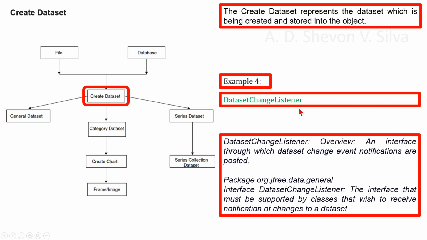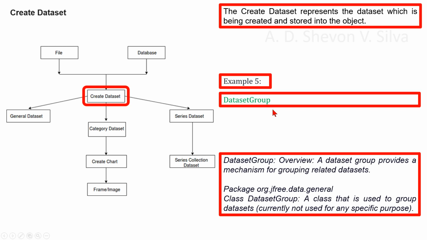Overview of DatasetChangeListener: an interface through which dataset change event notifications are posted. The interface DatasetChangeListener, in package org.jfree.data.general, is the interface that must be supported by classes that wish to receive notification of changes to a dataset. If a class needs to receive notification of changes to a dataset, then it should implement this interface and register itself with the dataset.